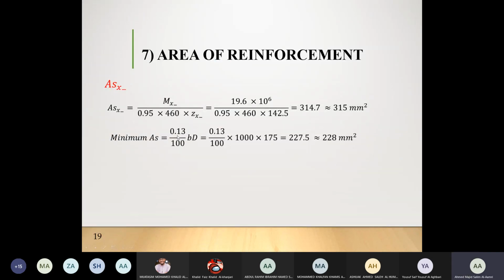Now you can see we have used 0.13 divided by 100, multiplied by the cross section. B is 1000. My overall depth is 175. So we have got our minimum area of reinforcement is 220. If your required area is more than the minimum, then you are fine. You should supply the reinforcement according to your requirement. Now, if your area of reinforcement is lesser than the minimum, then you need to take the minimum.